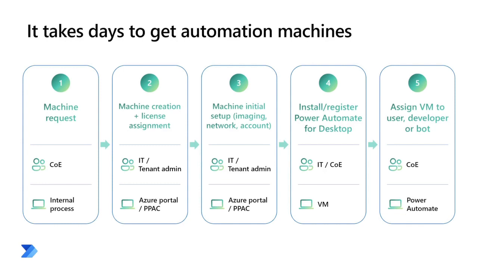Going through the appropriate channels to make the request, going through and justifying that request from an IT perspective, getting that virtual machine stood up, the image you created, the networking, the account set up to run that VM, installing and registering the Power Automate desktop application on that VM, and then finally getting access to a VM that we can use to do an automation. The idea behind hosted machines is to really streamline and eliminate as much of this process as possible.